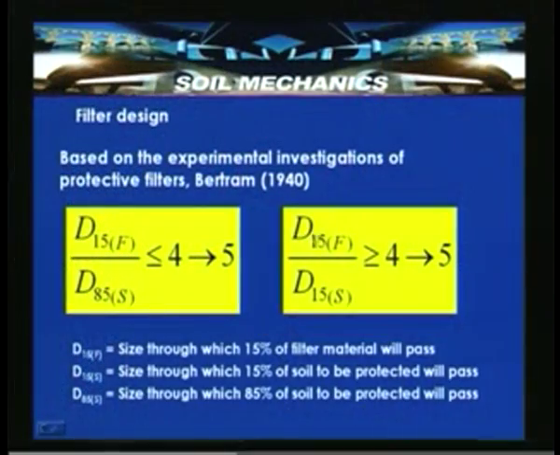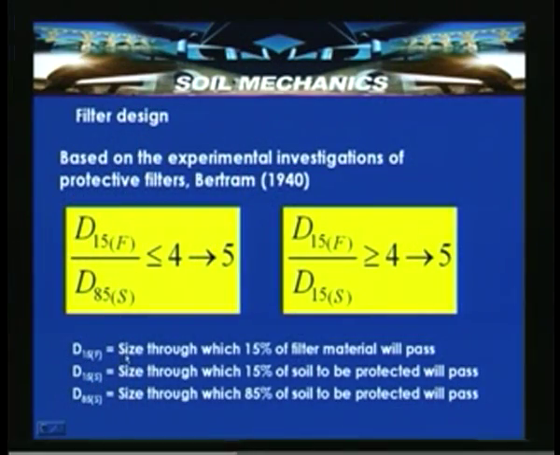In order to fulfill criterion 2, the ratio of D15 of filter to D15 of soil should be greater than or equal to 4 to 5. If the material has been selected in such a way that it satisfies these two criteria, then it qualifies as an ideal filter material and serves the desired function.